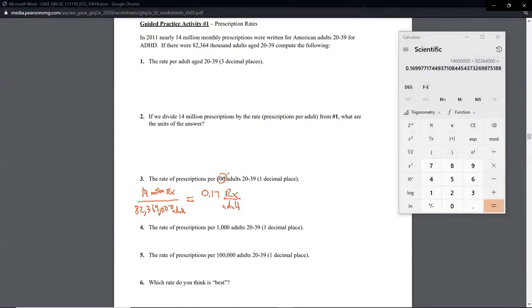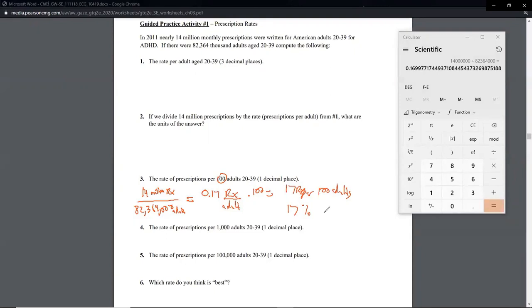But they wanted this to be seen as a per 100. So per 100, a simple way to do that would just be to multiply by 100. And what you would get is 17 per 100. So 17 prescriptions per 100 adults, which is like having 17%. So this would be us scaling a quantity to 100.